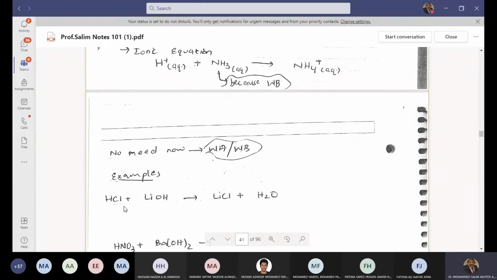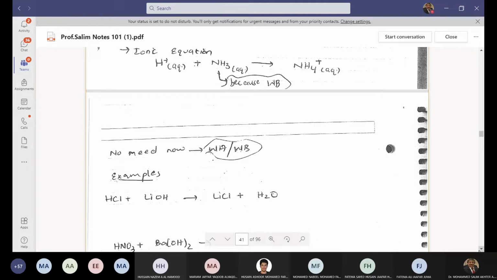What will you write for HCl? H plus. What will you write for LiOH? Li plus and OH minus. What will you write here? Water, because the salt is just a spectator, just watching, nothing. So the net ionic equation for any strong acid and any strong base is H plus plus OH minus gives you H2O.